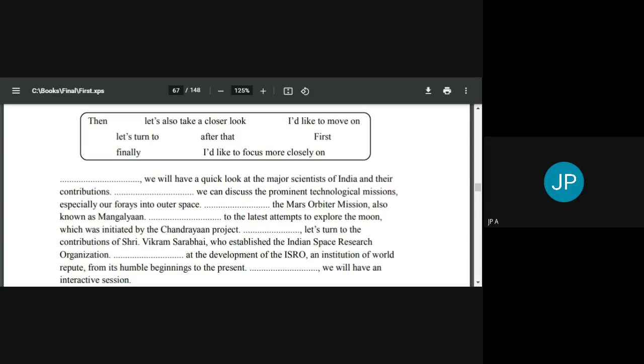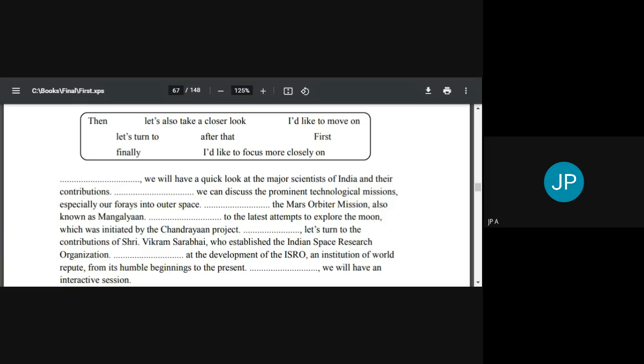So this is called an outline of the presentation. What is the purpose of the outline of the presentation? By listening to the outline of the presentation, the audience is able to understand what they can get out of this presentation, what they will get if they attend this session. If they listen to the outline of the presentation, the audience is able to understand what they will get out of the presentation.